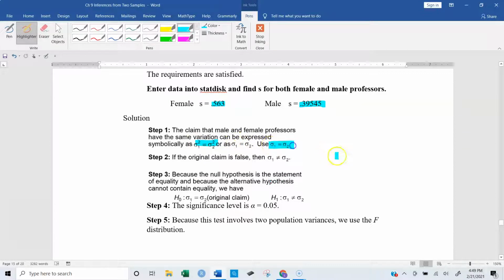I will almost always use the standard deviations because there's no reason to complicate our calculations further by squares. We don't need to do that. The opposite of this is the original claim is false, so they are not equal. So now we have our null hypothesis, which is they are equal, and our alternative, which is they are not. We have a significance level of 0.05. Because we're talking about two population variances, we have to use the F test, named after Sir Richard.